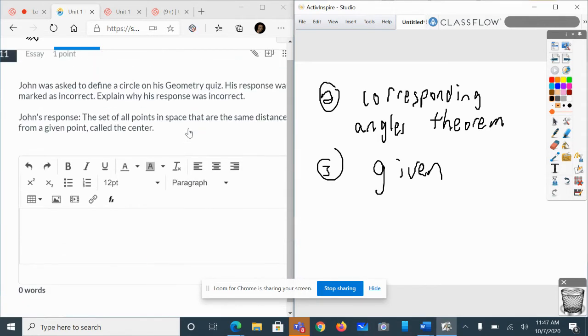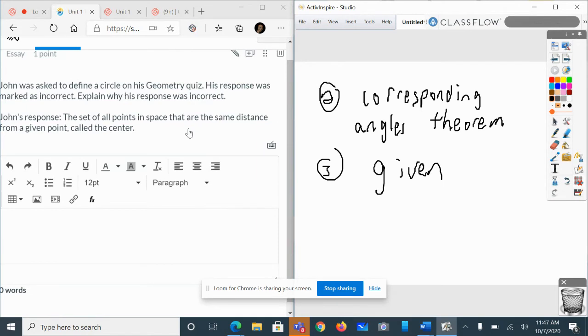And the next one, it says, John was asked to define a circle in his geometry quiz. His response was marked incorrect. Explain why his response was incorrect. John's response: the set of all points in space that are the same distance from a given point. Close, but it's not in space. It should be the set of all points in a plane. So instead of writing in space, he should have put in a plane.